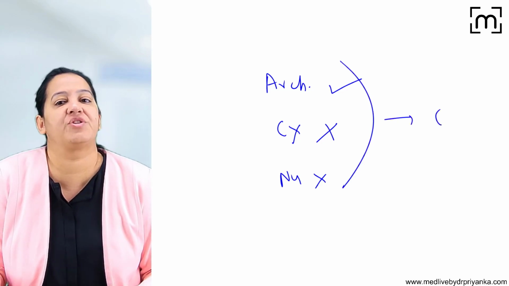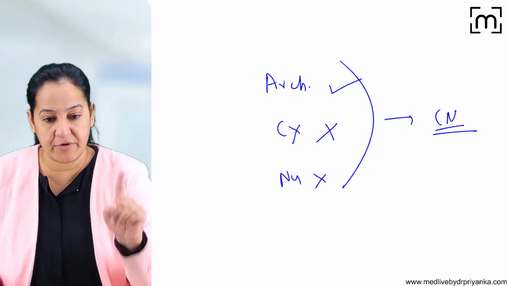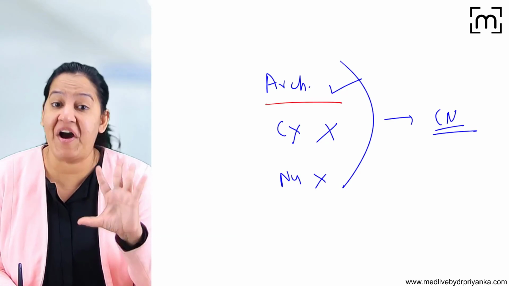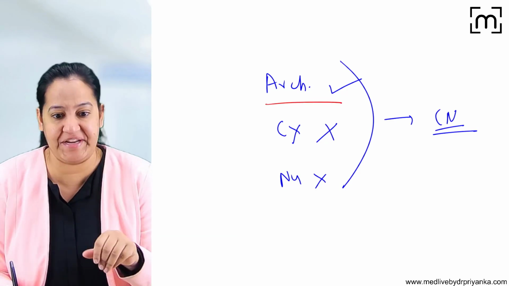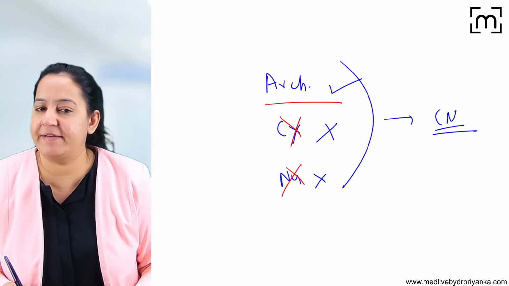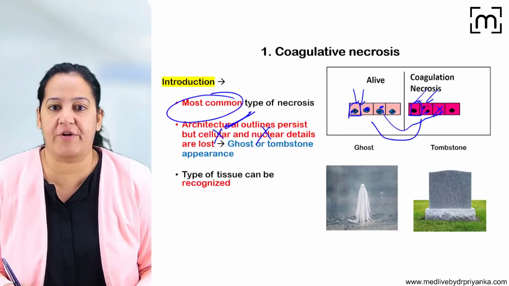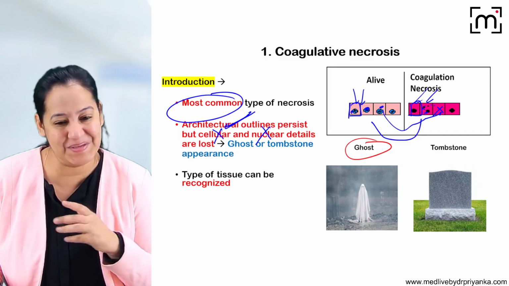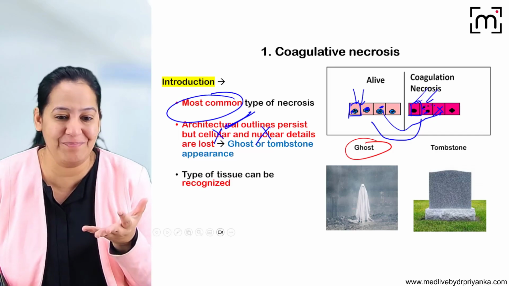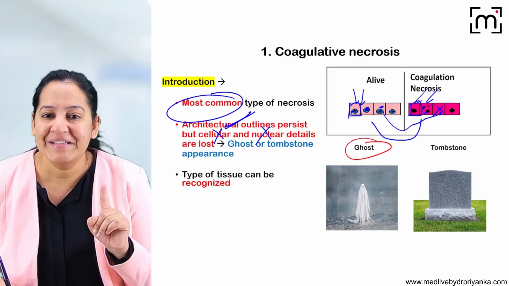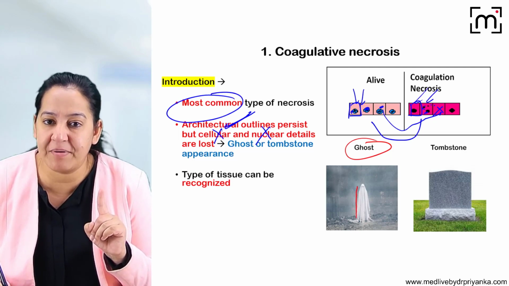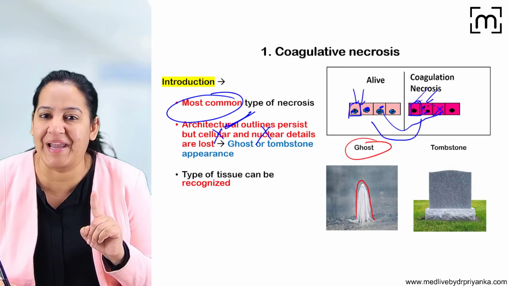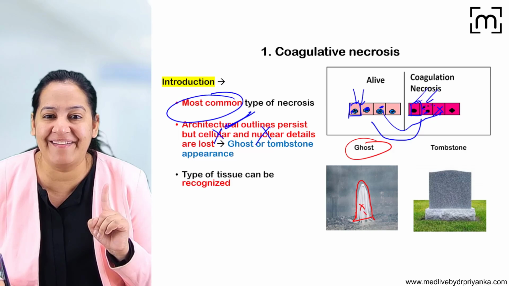So this is the definition of coagulative necrosis. In coagulative necrosis, only shape, architecture and outline are retained, but the cytoplasmic and nuclear details are lost. This is coagulative necrosis. So can I say the cell is looking like a ghost? Have you ever seen a ghost? I have not seen one, I have seen them in the movies. So what is a ghost? A ghost is someone who has only an outline. Ghosts don't have any inner detail.